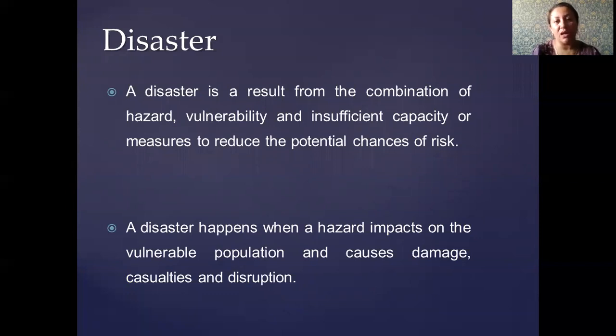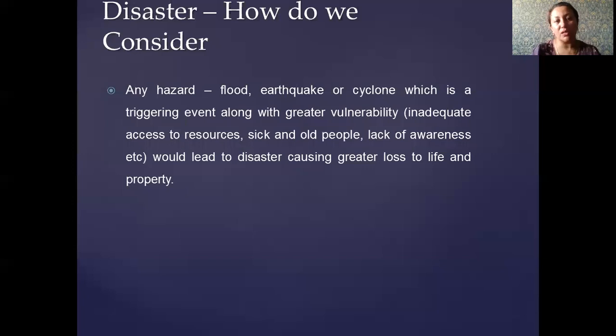Disaster is a result of a combination of hazard, vulnerability, insufficient capacity, or measures to reduce the potential chances of risk. A disaster happens when a hazard impacts a vulnerable population and causes damage, casualties, and disruption. Any hazard like flood, earthquake, or cyclone is a triggering event, which along with greater vulnerability would lead to disaster causing greater loss to life and property.